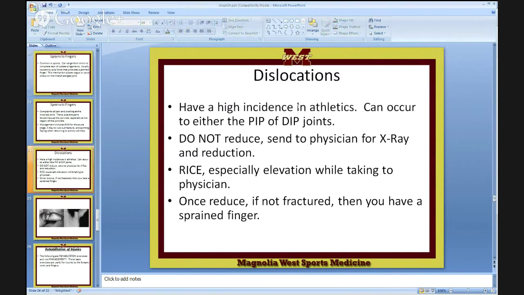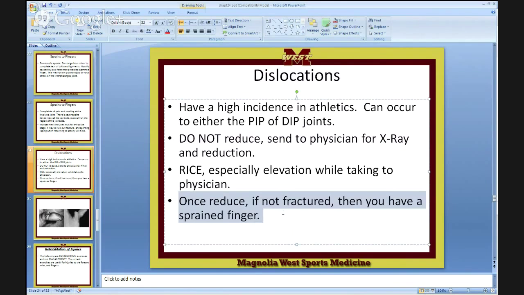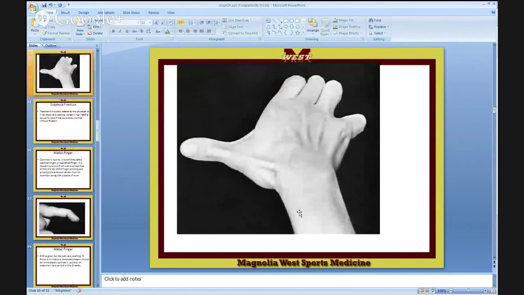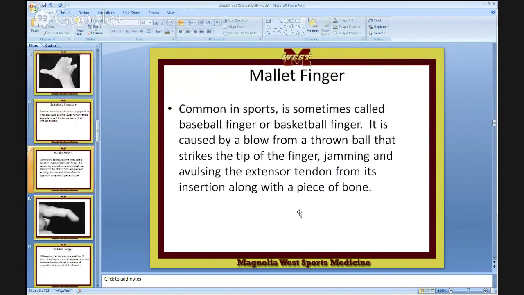It is recommended that the athletic trainer, this is clear down on number 24, slide 24, reduce a dislocated finger without getting x-rays. No, you get x-rays on dislocation. Okay? Still on 24, with a dislocated finger once reduced, if it doesn't have a fracture, then what do you have? You got a sprained finger. Go halfway up to number 12. Here we go.